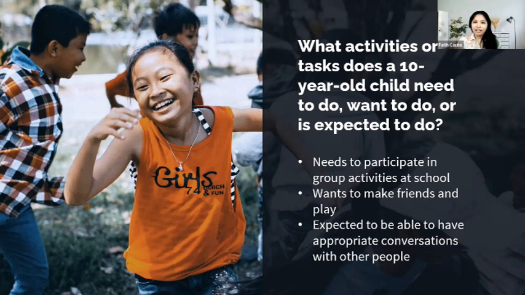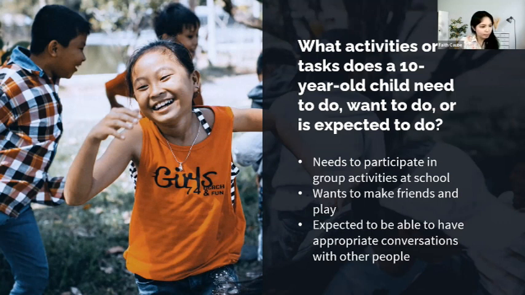And at 10 years old, they're expected to be able to have appropriate conversations at their level with other people. So they can ask and answer simple questions, and maybe they can have conversations with their friends. So these are things that occupy a child's time. But what happens when this child has, for example, a difficulty with social skills, like those with autism? So what do you think will happen to the occupations or the tasks listed here?